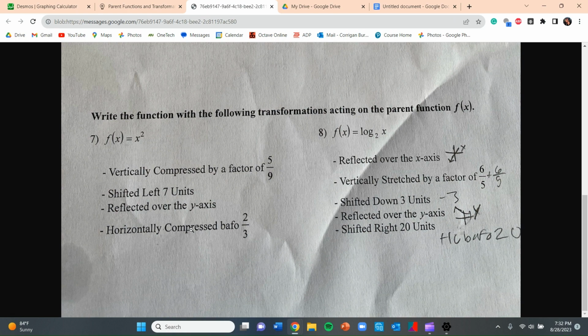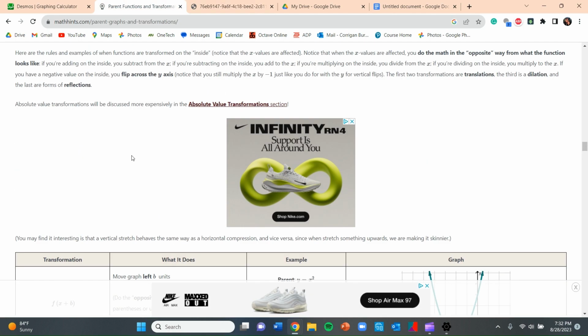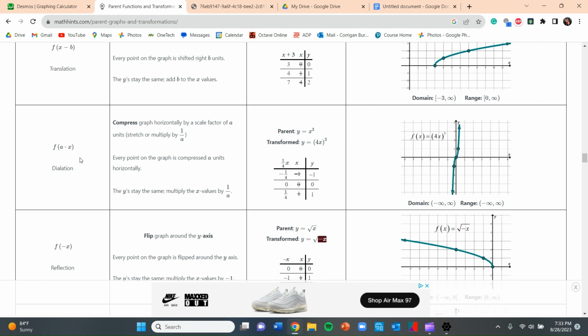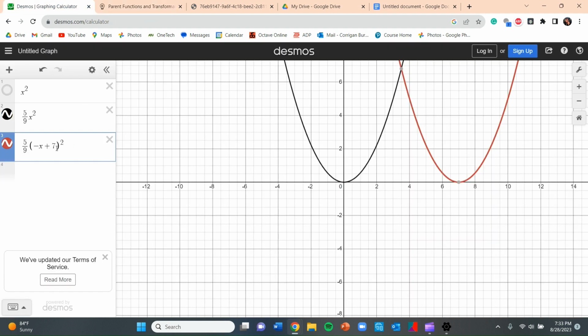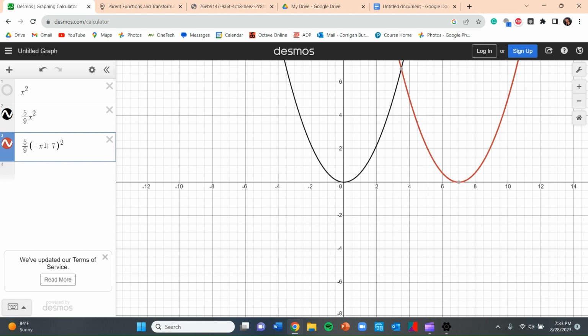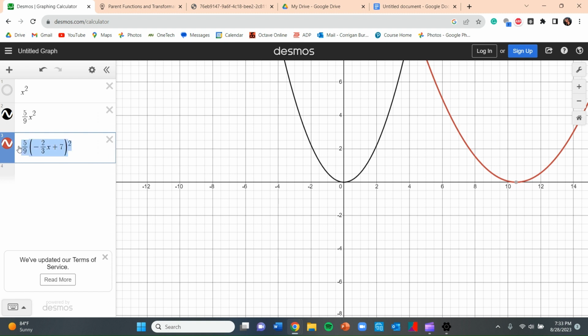And the last thing we have is horizontally compressed, I think by a factor of 2/3. So we go to our horizontal tab, and we go down here to dilation, and it looks like we need to have that bound inside our function as well. So we're going to put the vertical stuff out here, outside of our function. We're going to put that horizontal stuff right here, a factor of 2/3. So if we do this right, it should look like that. And so this would be our final guy right here.